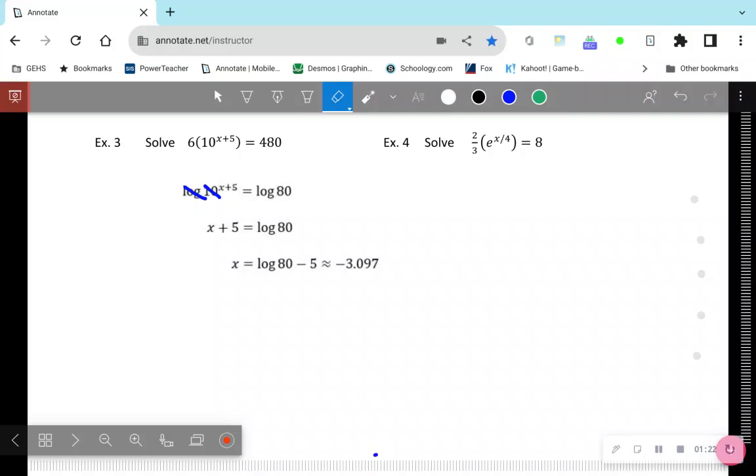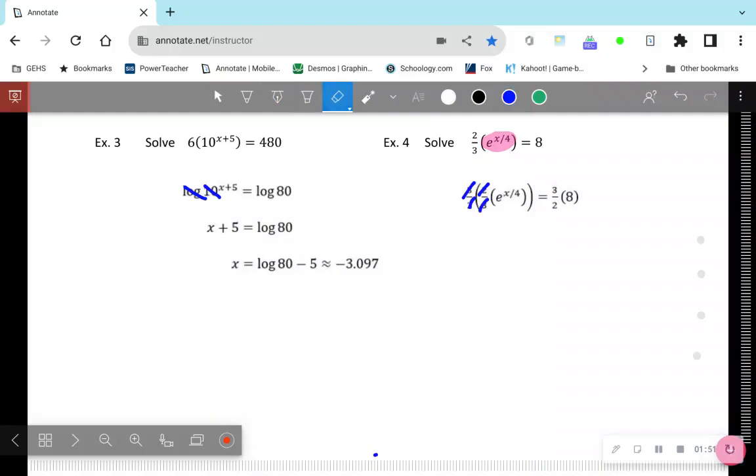Okay, on the next example, example 4, you'll see that the base that we're trying to isolate is e. That means eventually you're going to take the natural log of both sides to cancel that one. So we're going to start here by getting rid of the 2/3, and you'll see me multiplying by the reciprocal, 3/2 on both sides. That's how you get rid of a 2/3. Maybe you can see that the 2's cancel and the 3's cancel when you do that.